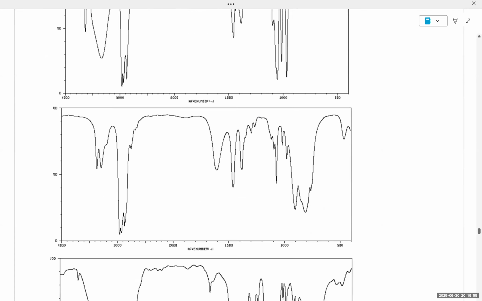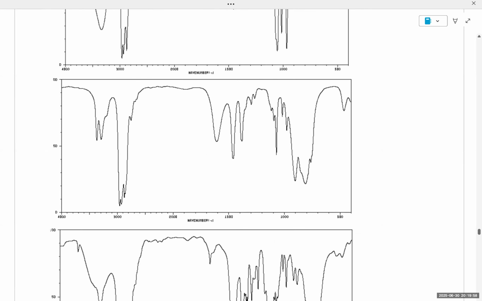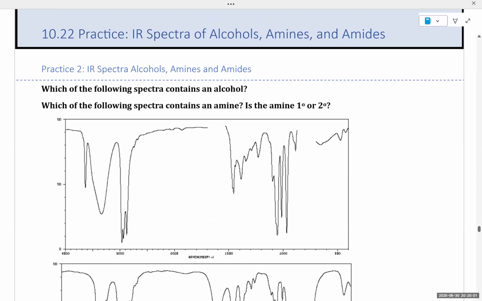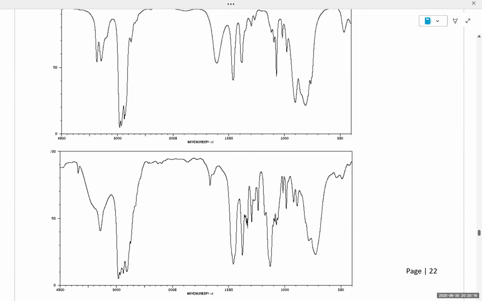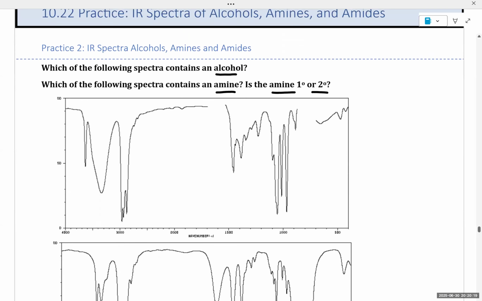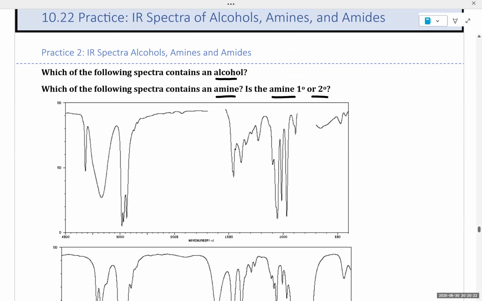Given a sample of three spectra, I'd like you to tell me which of the following spectra contains an alcohol, which contains an amine, and whether the amine is primary or secondary. Take a few moments to look at each of these spectra. One of them corresponds to an alcohol, one of them corresponds to a primary amine, and the other corresponds to a secondary amine. I'd like you to differentiate those spectra. So take a few moments, look at those spectra very carefully, and then we'll discuss.